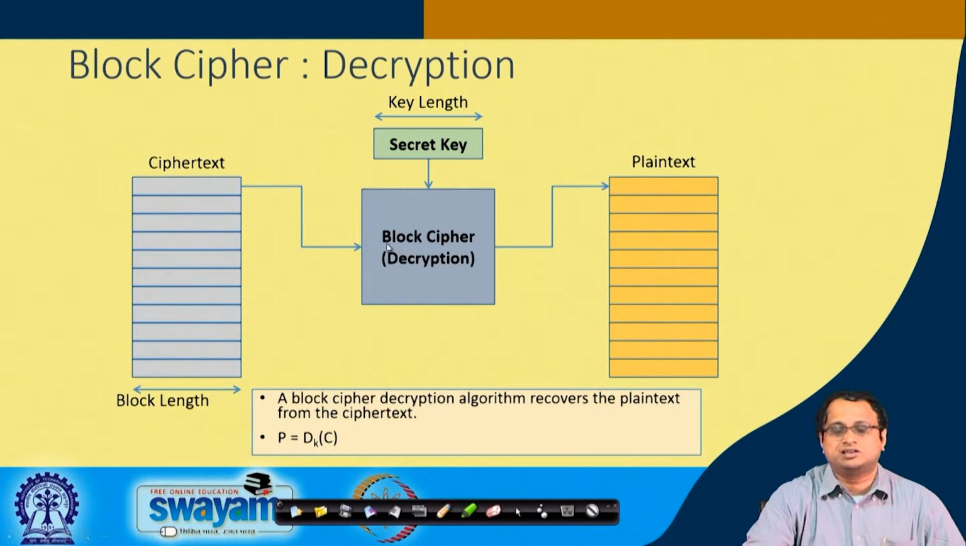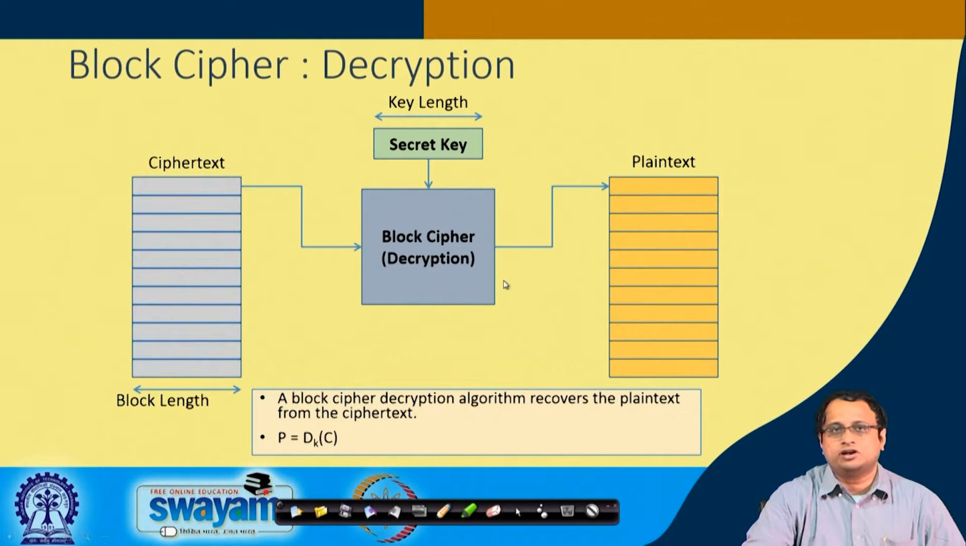Therefore, the decryption function applies on a ciphertext, again a block of data, and again applies the same secret key. Remember, it is a symmetric key algorithm. So, it has the same secret key on which this also works, and finally produces the starting block of the plain text, and that way the plain text is recovered block by block.